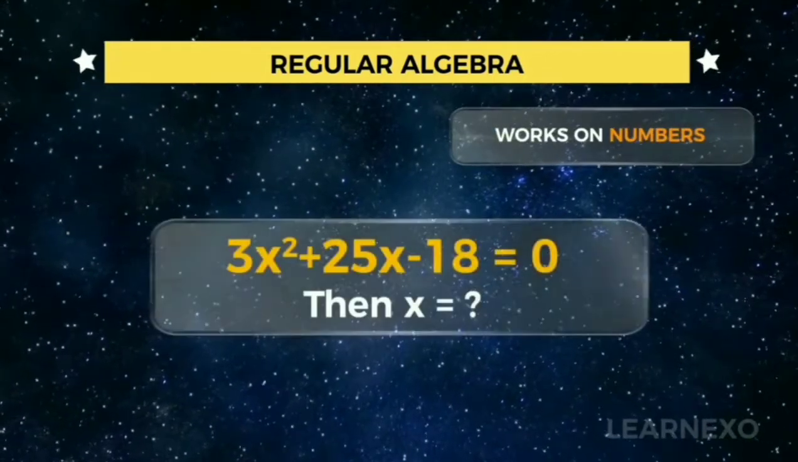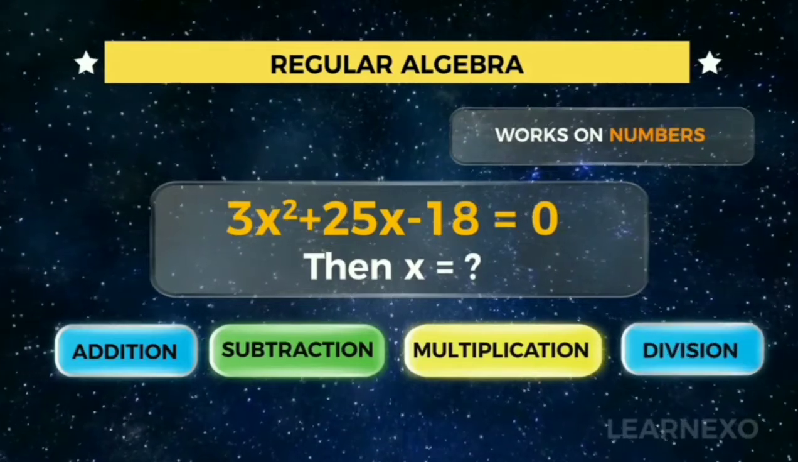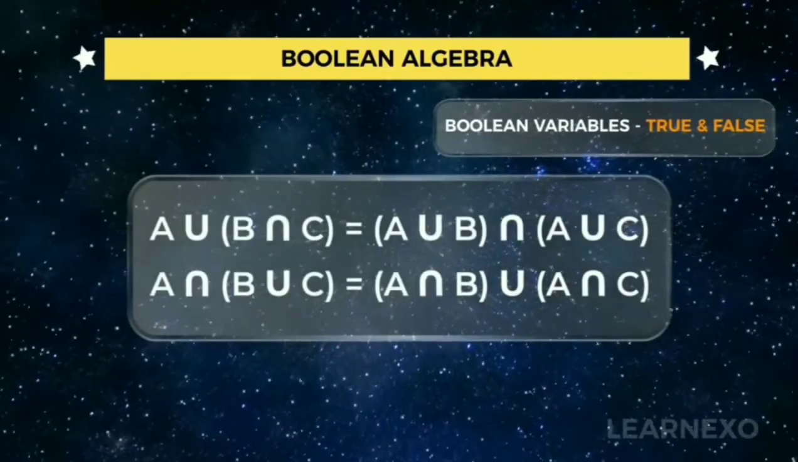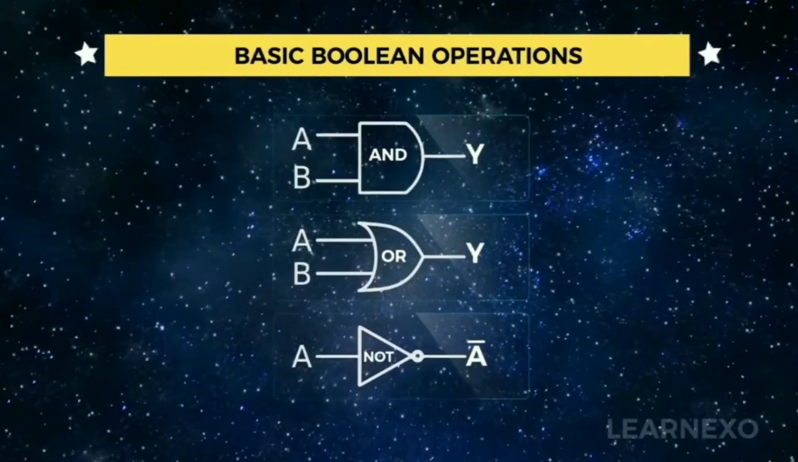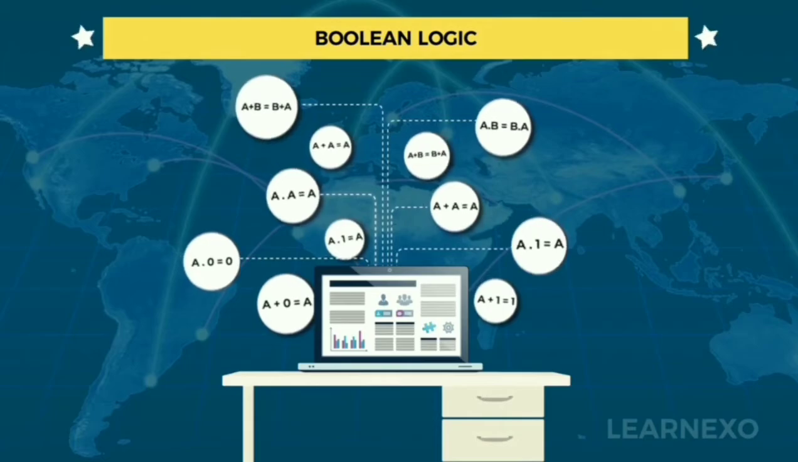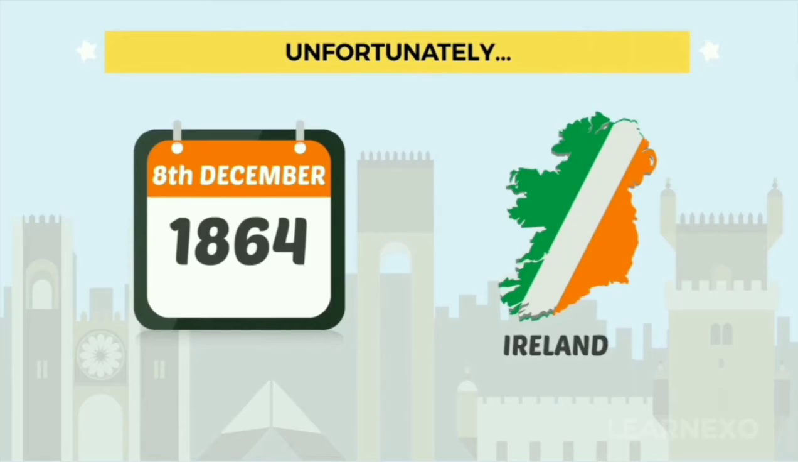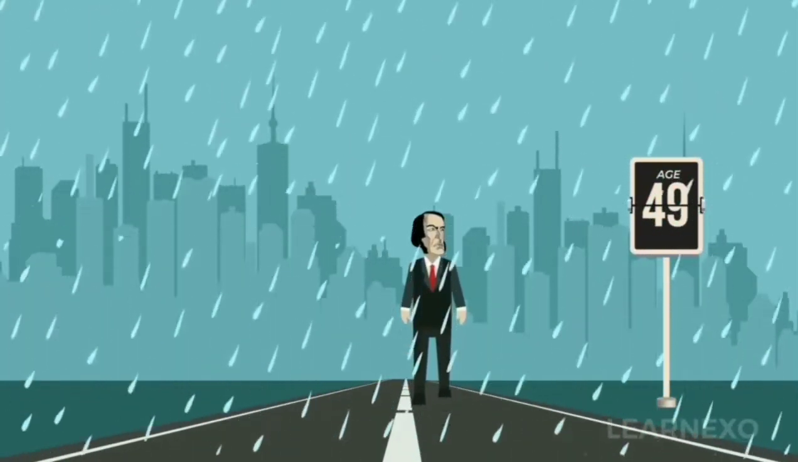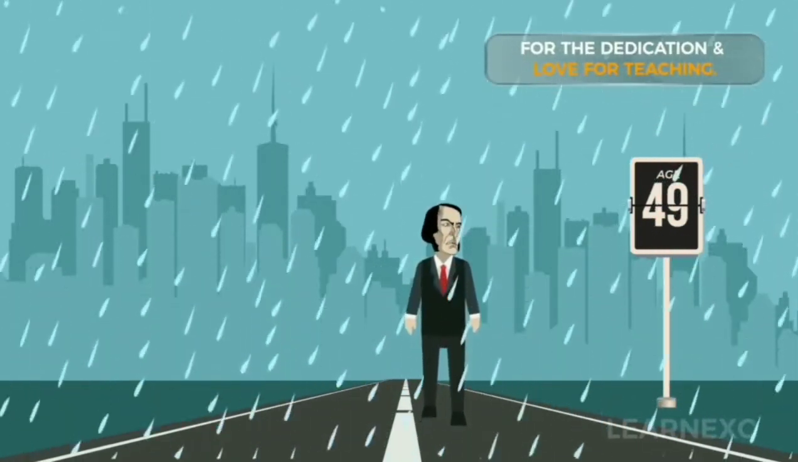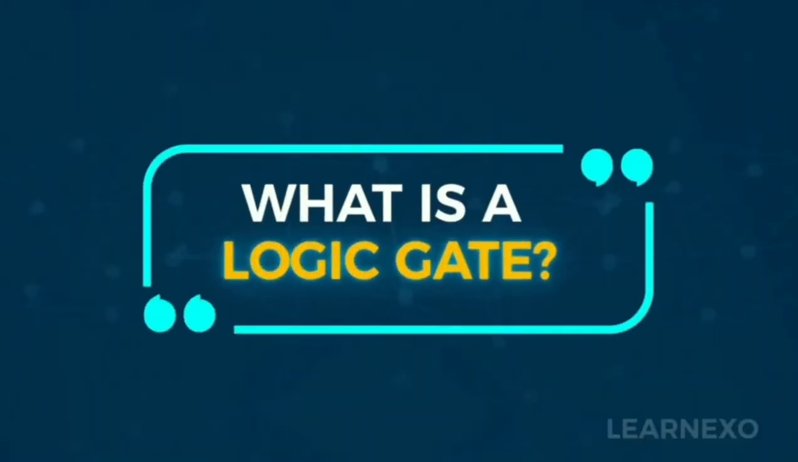contain Boolean algebra. Regular algebra works on numbers, and its basic operations are addition, subtraction, multiplication and division. But Boolean algebra works on Boolean variables, true and false. The basic Boolean operations are AND, OR and NOT. Boolean logic is the foundation of the information age. Unfortunately, George Boole died on 8th December 1864 in Ireland at the age of 49, walking a distance of 3 miles in a heavy rain from his home to the university, out of dedication and love for teaching, and lectured wearing his wet clothes.